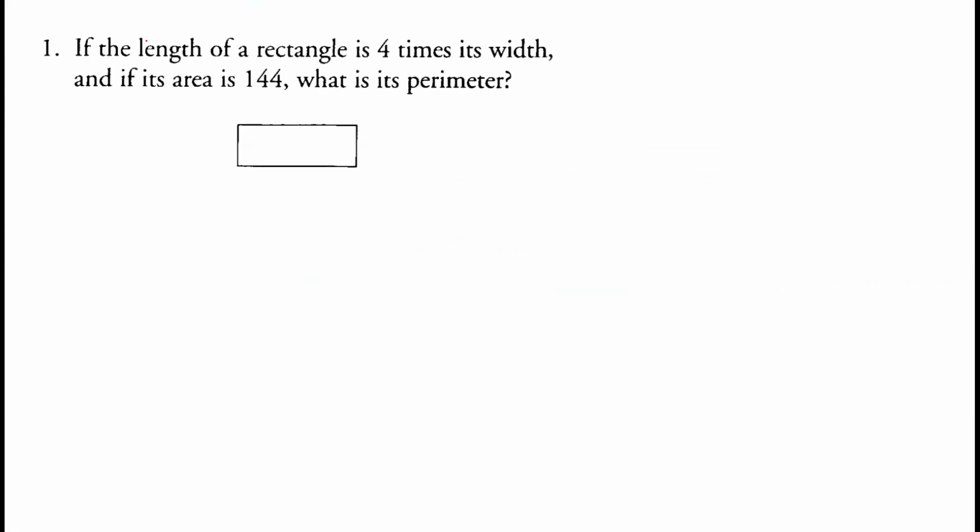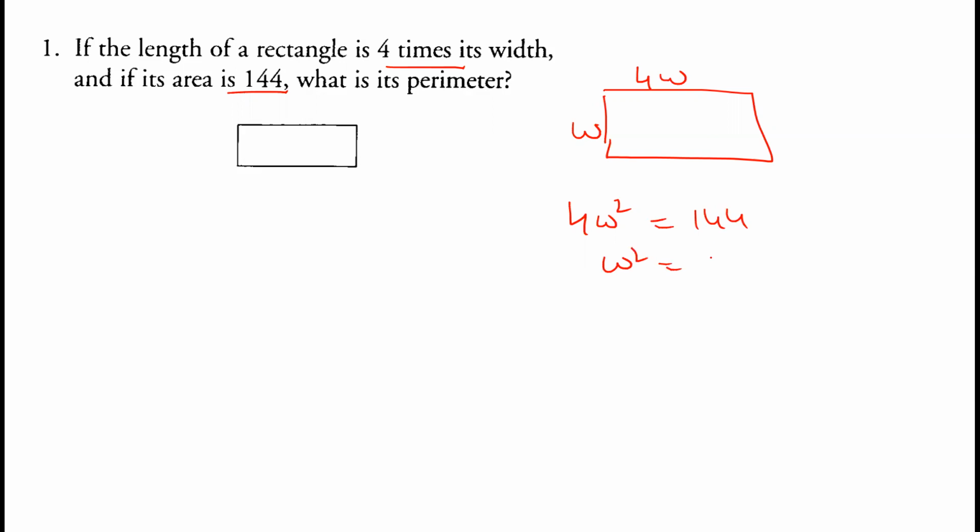For the first question, the length of a rectangle is 4 times its width and its area is 144. So we have a rectangle over here. Let's suppose this is your width and the length is 4 times the width, and the area is 144. So 4w square equals 144. So w square is 144 divided by 4, which is 36. So w is 6.